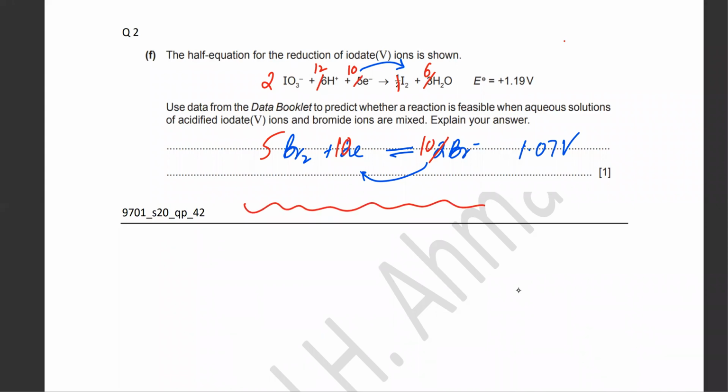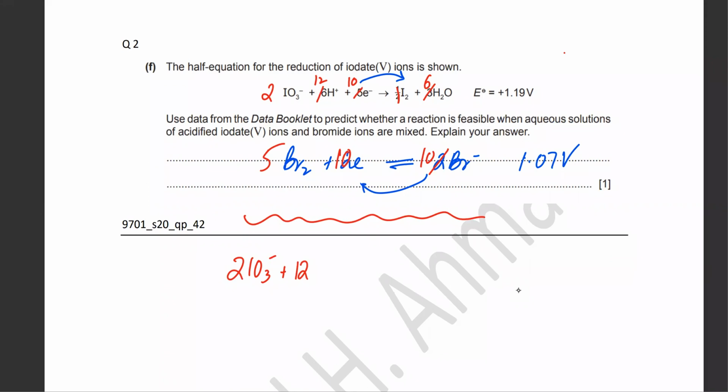The reactants in the first one are 2IO3⁻ plus 12H⁺. And in the bottom one, the reactant is 10Br⁻. And the products are going to be, in the first one, I2 plus 6H2O. And in the second one, it's 5Br2.